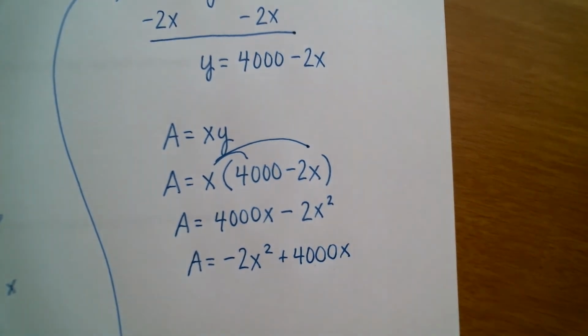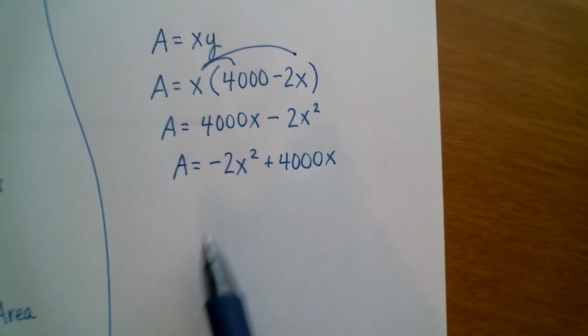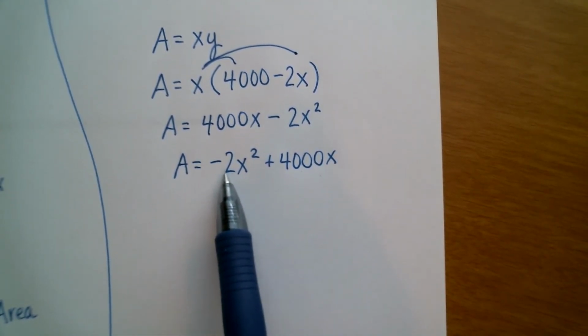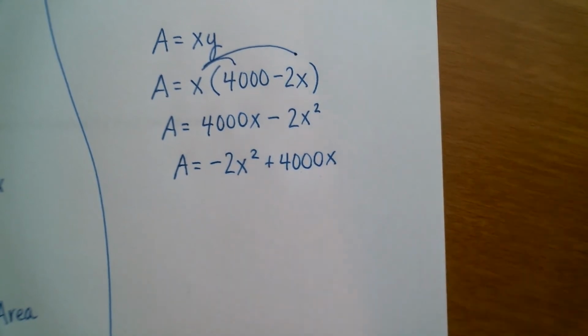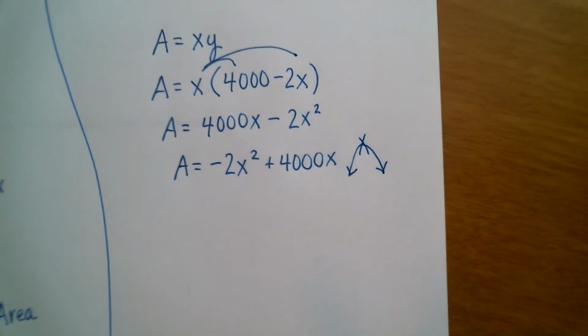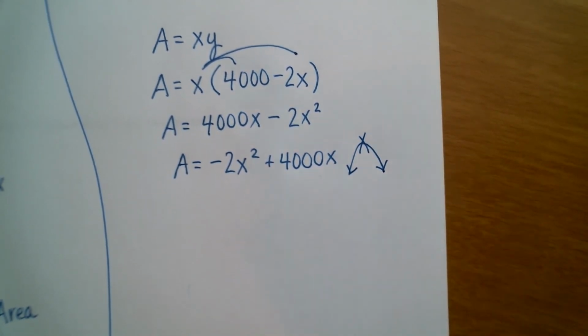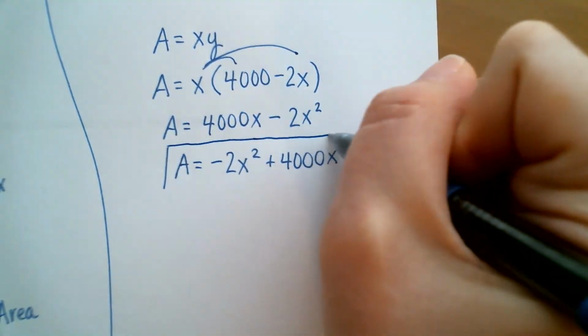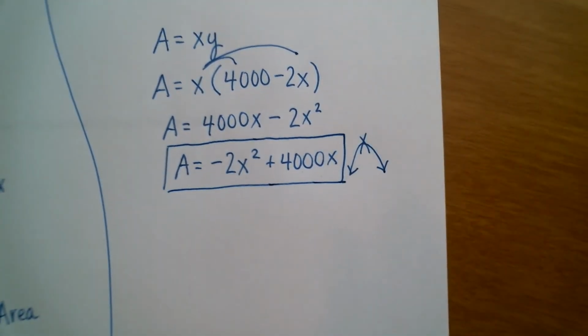Now my area equation is a quadratic equation. Since the a value is negative, the number in front of x squared is negative, I know it's going to be a parabola that opens downward, and so it will have a max value. Going forward, this is the equation that we're going to work with. This is not the answer yet. We're trying to figure out what the largest area that can be enclosed is. This is going to help us get there.